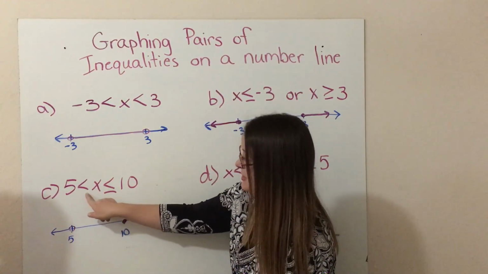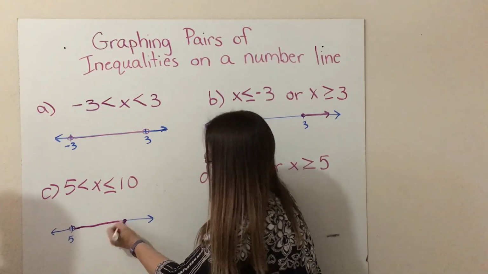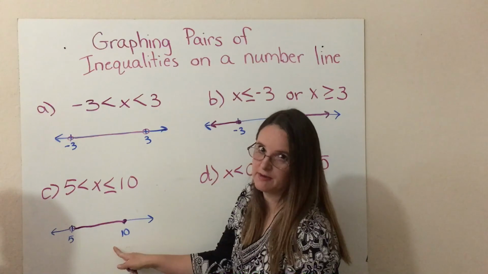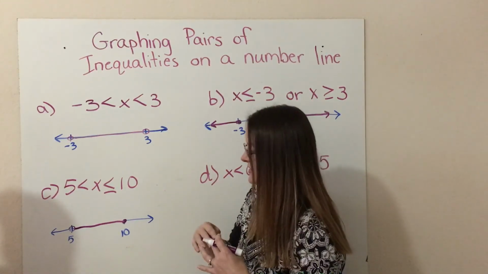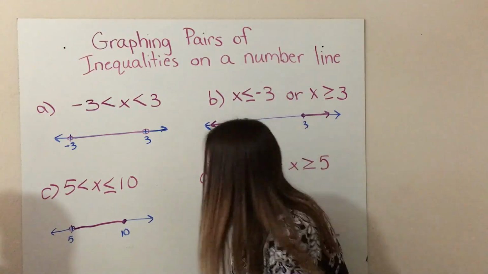X is going to be greater than 5. So we go this way, right? But less than 10. So this is another example of the value to the solution set being in between our two numbers here. And problem D.